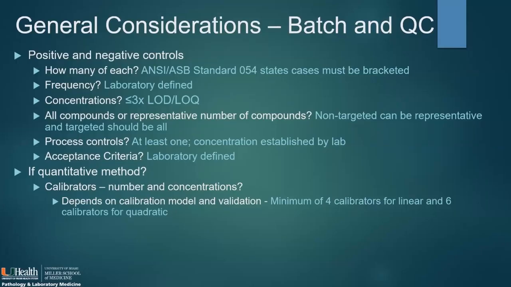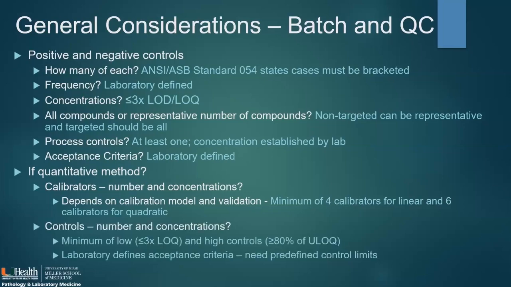So for quantitative methods, for calibrators, the number and concentrations do need to span the calibration range. For linear models, there should be a minimum of 4 calibrators, and for quadratic models, there should be a minimum of 6 calibrators. That's more for statistical significance. And for controls, there should be a minimum of a low and a high control.